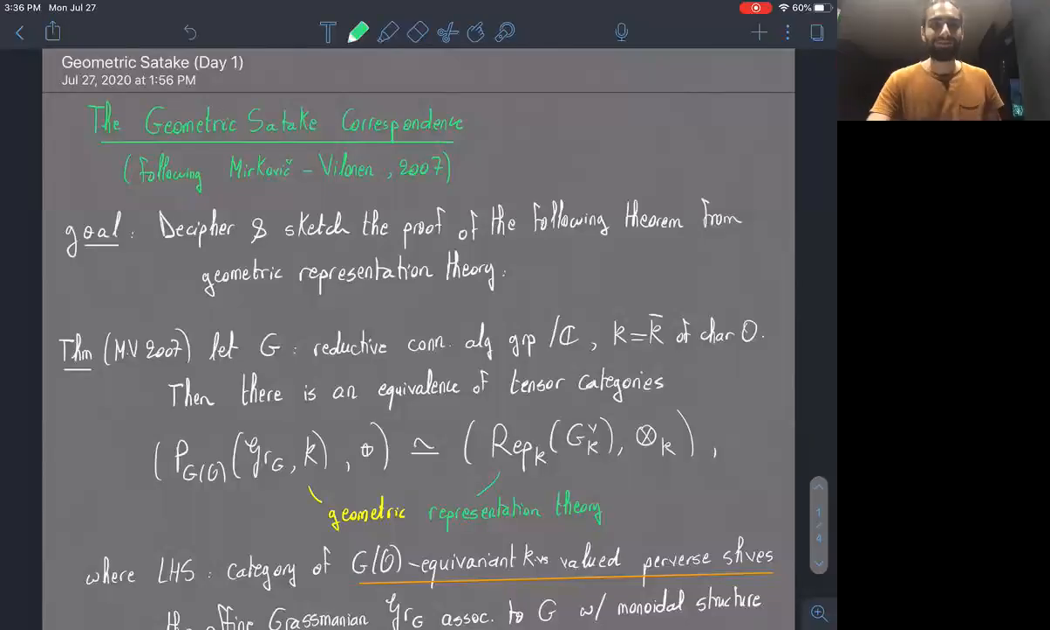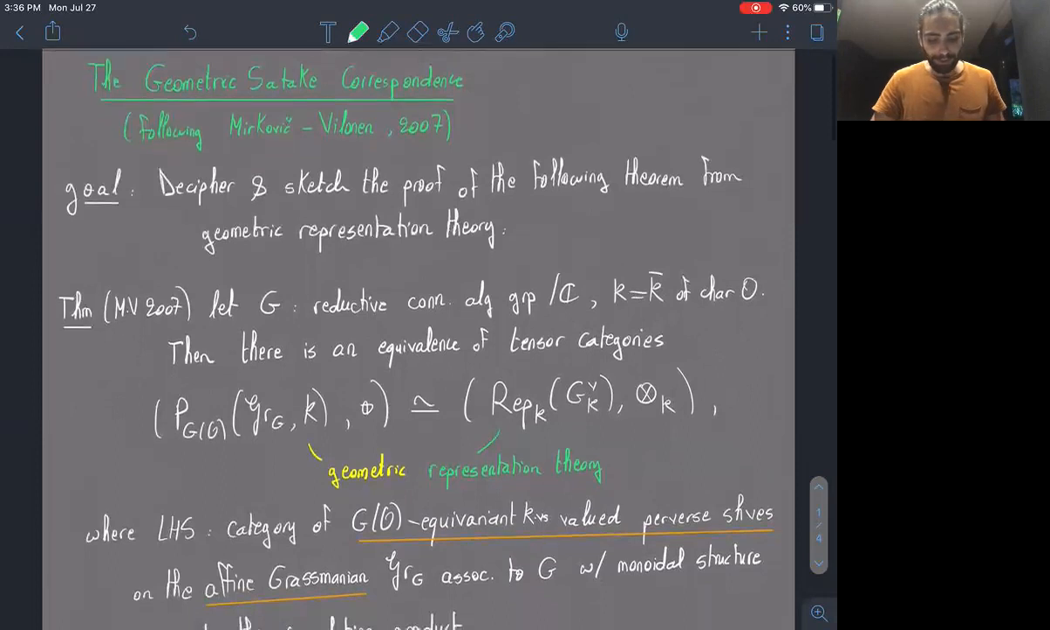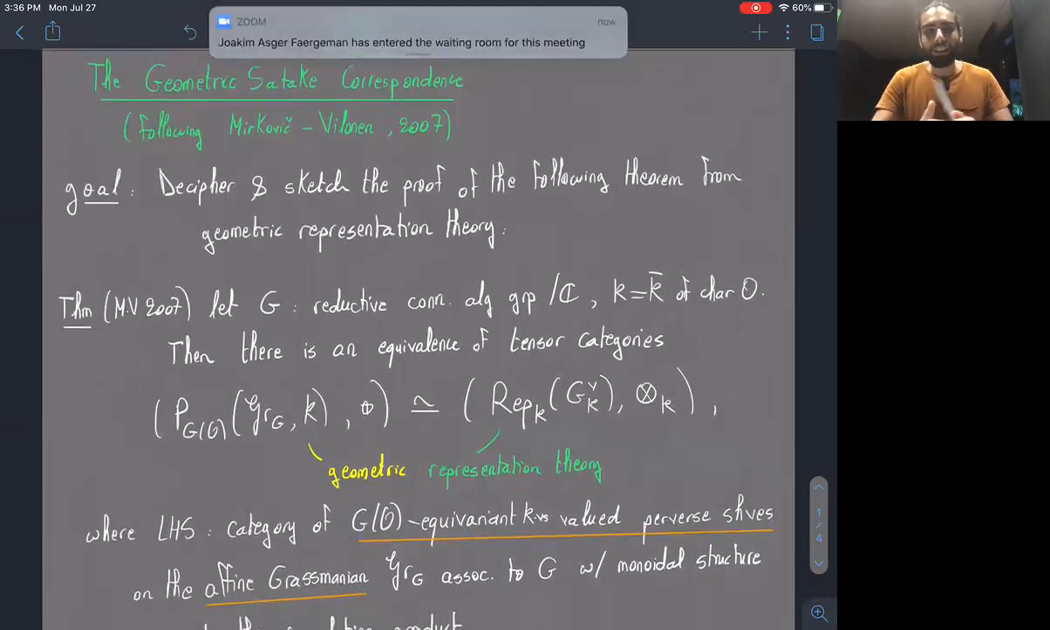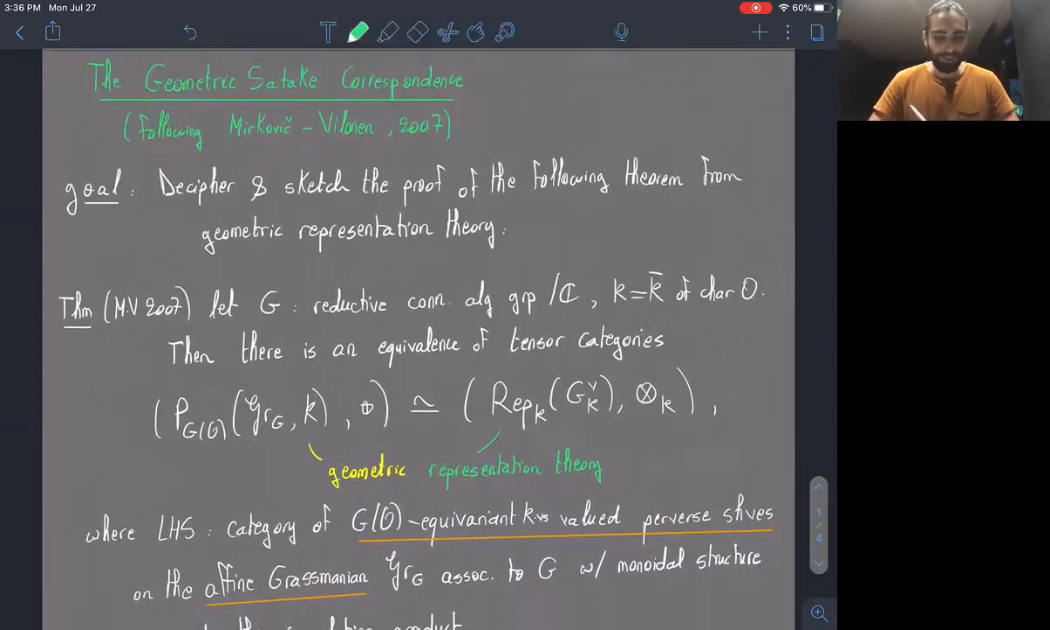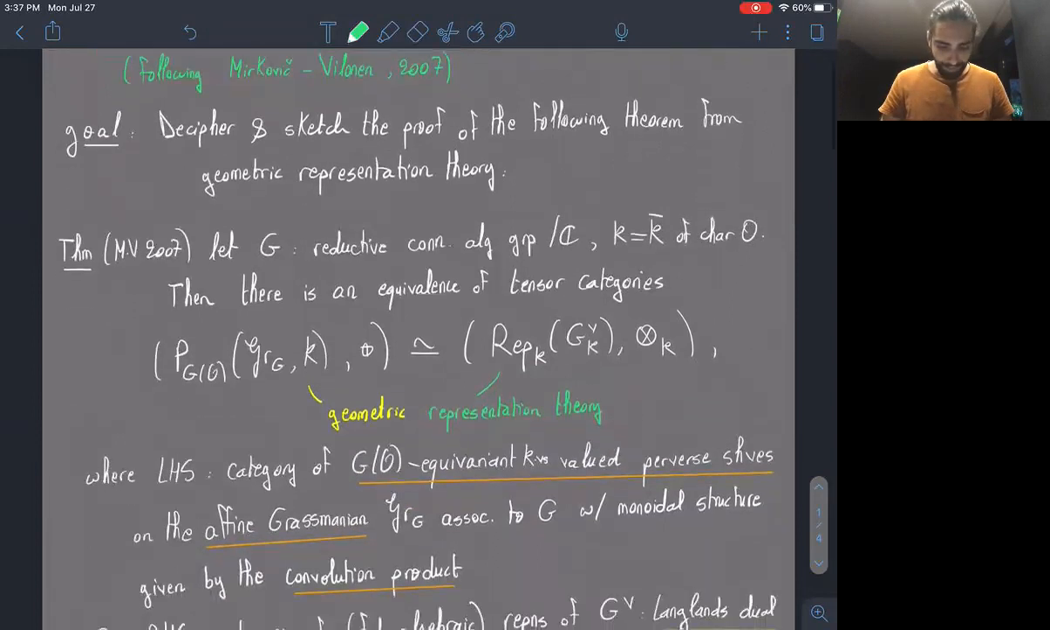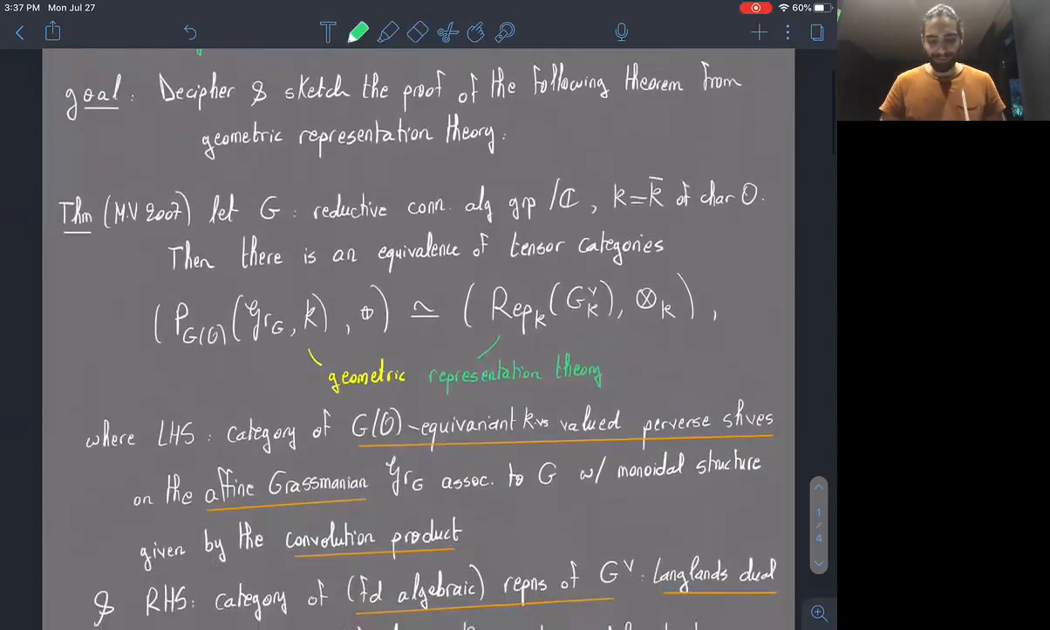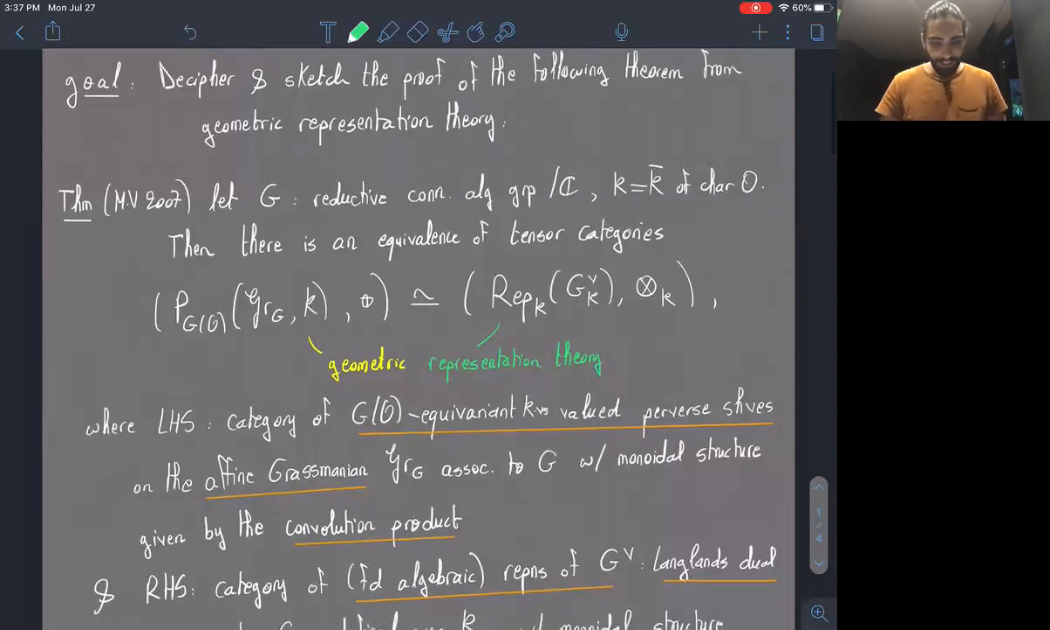Okay. All right. So as I said, our focus will be to look at the theorem by Mirković-Vilonen called the Geometric Satake Correspondence, and to make sense of it, motivate it, and then try to outline the proof as much as possible within the time we have. So I'll start with a statement, and then we'll go from there. Don't worry if many of the terms are completely foreign to you. That's kind of the point of why many of us are here, I think.